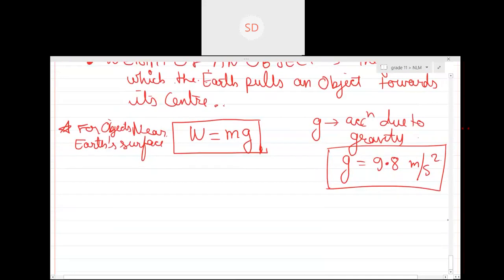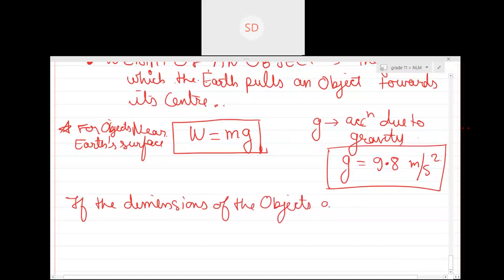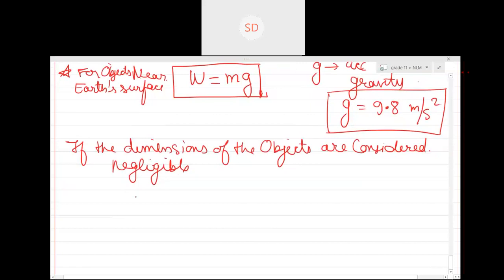What is the direction of this force? Yes, what is the direction of this force? It always acts towards the center of the earth, right? If the dimensions of the objects are considered negligible, basically the concept of point object, if you remember, first class kinematics we did this.